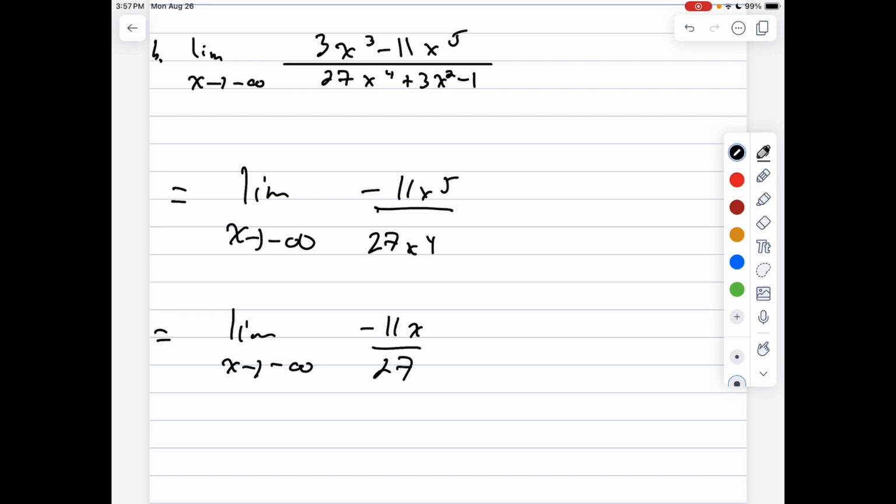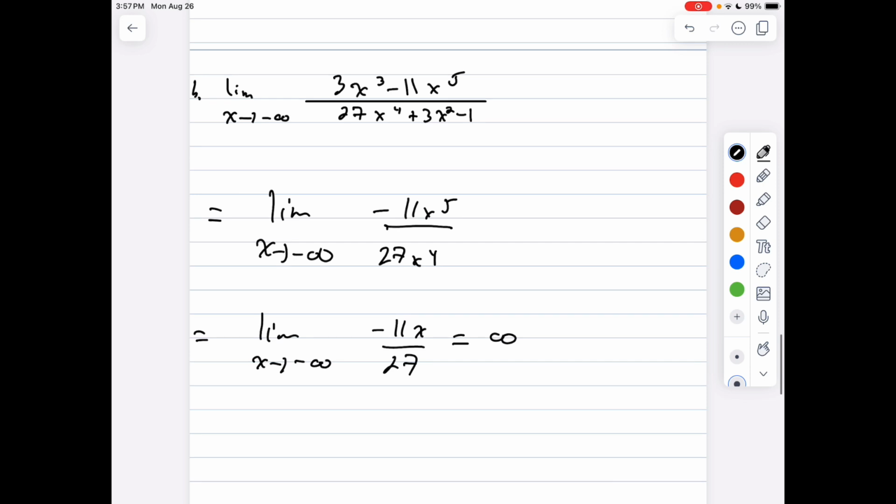Well, as x gets really large, it goes to negative infinity. This would go to infinity, okay? Because, well, technically as x gets really small, because you're going in the other direction, negative infinity, you have negative 11 times some huge negative number. It's going to become a positive number that's huge. I'll divide that by 27, that's infinity, okay? And then, yeah, you can do this with the first method as well, and you would get the same exact answer.